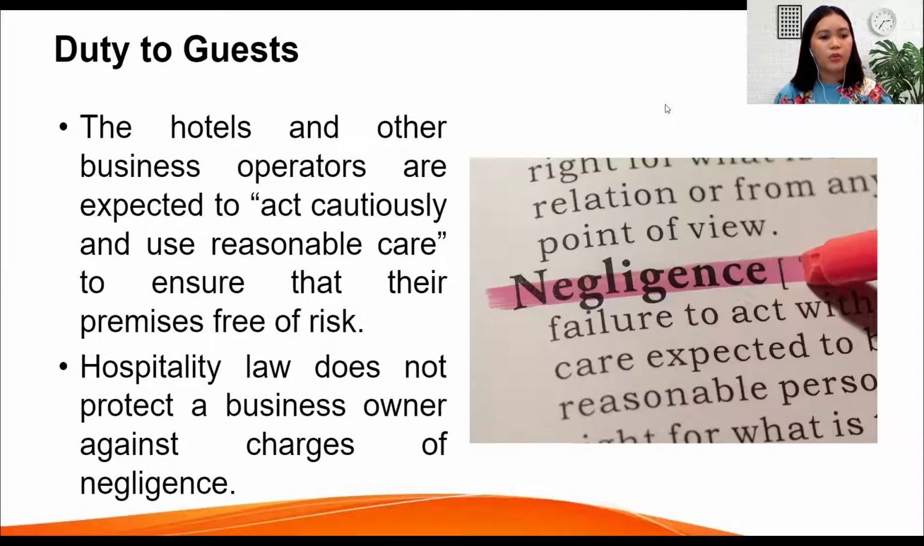Hospitality law does not protect the business owner against charges of negligence if the action is caused by the owner or the employer. So if our guest gets injured, and the waiter, waitress, or any associate or employee within a hospitality establishment is at fault, then this law does not protect the owner or the employer.